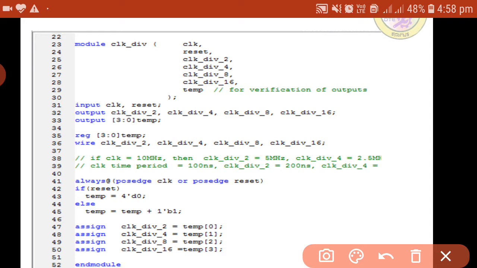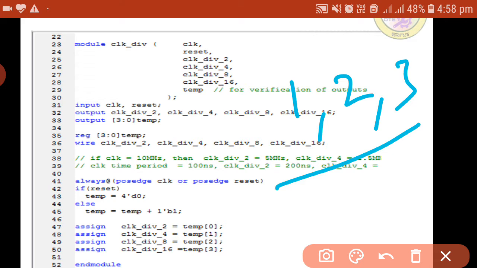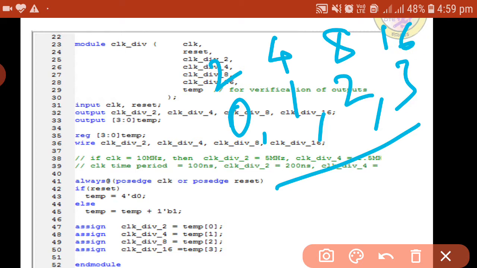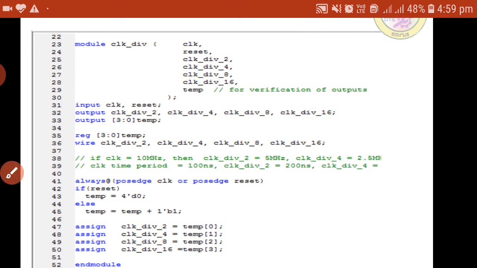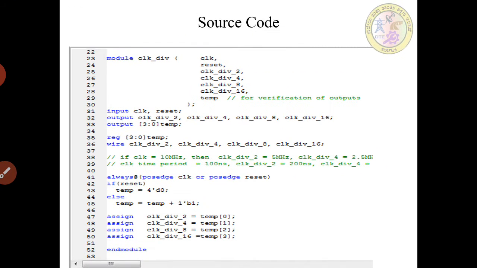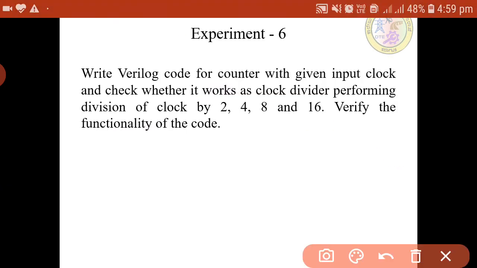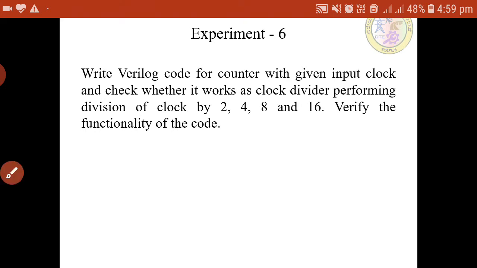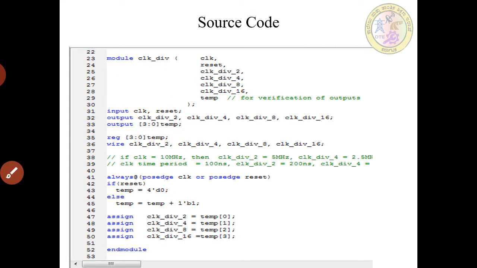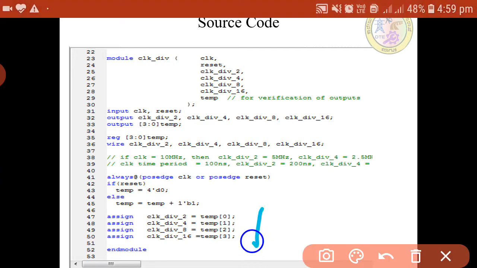Similarly, the next bits, the first bit, second bit and third bit: this will be divided by 2, this will be divided by 4, this will be divided by 8, and this will be divided by 16. So this is how the clock division will work. It means we can divide the input clock frequency by assigning the values in temp 0, 1, 2, 3. So that is what we have seen now.